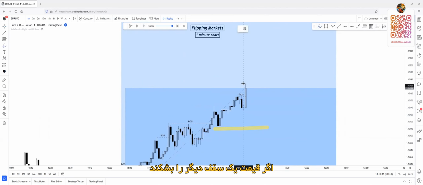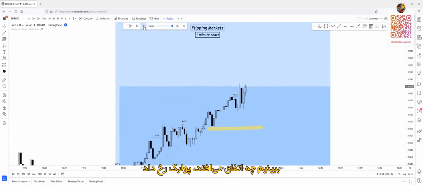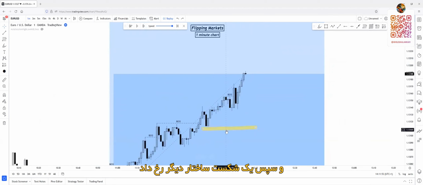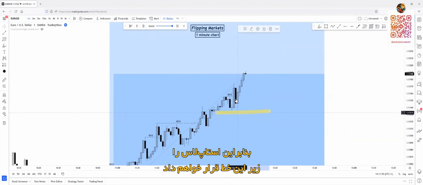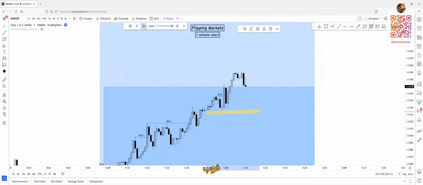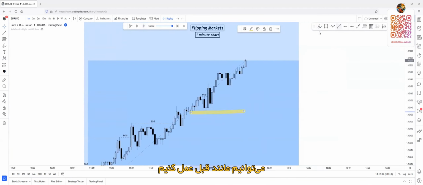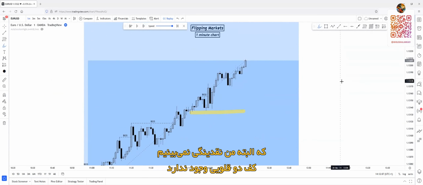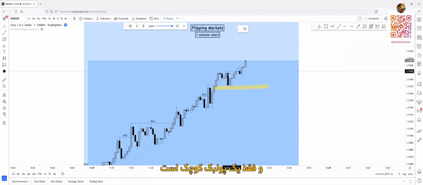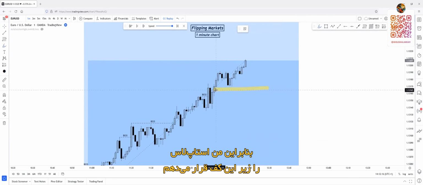If price breaks another structure to the upside, I will just place my stop loss below these lows. Let's see what happens. Pullback happened and another break of structure happened. So I will just place my stop loss below this line. Okay, let's see what happens. Another pullback, another break of structure to the upside. We can do the same. We can keep our stop loss here if we are afraid of the liquidity, but I see no liquidity here. There's no double bottoms. This could be just a small pullback. So I'm placing my stop loss below this level.